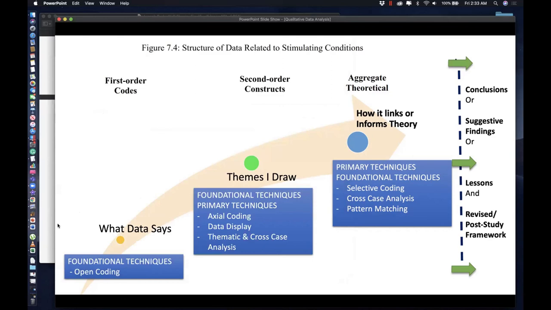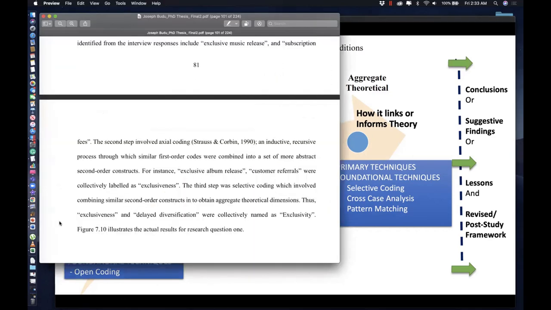Remember axial coding here. What is axial coding? An inductive and recursive process through which similar first order codes are combined into a more abstract second order code. For instance, exclusive album release and customer referrals were collectively labeled as exclusiveness. The third step was selective coding. That's the last one. How does it inform relationships? How does it inform theory? Selective coding involved combining similar second order constructs to obtain more aggregate theoretical dimensions.